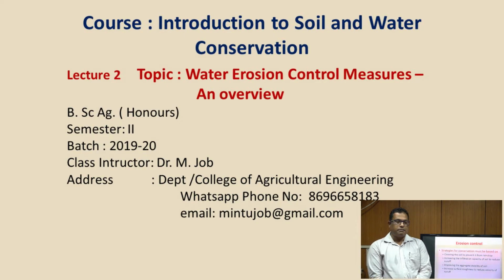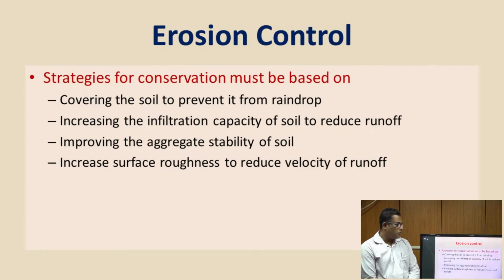So the basic principle for water erosion control is that the strategies we adopt for conservation must be based upon two major things. One, we have to control the impact of raindrop, because it detaches the soil particles from its parent bed. And second, what causes the major erosion is the flowing runoff or rainfall water. These two have to be controlled, and this should form the basic strategy for soil erosion control.